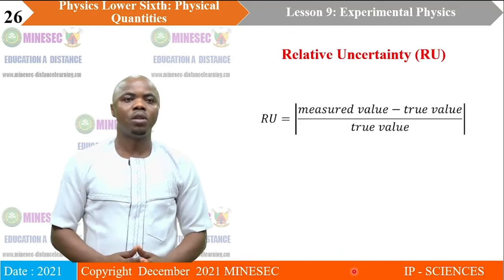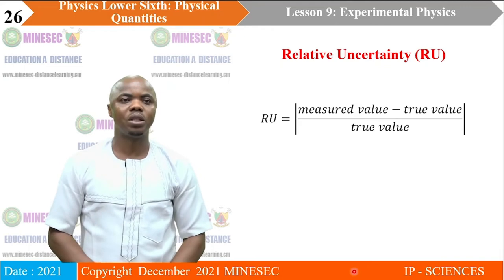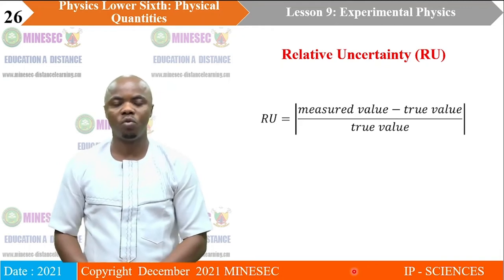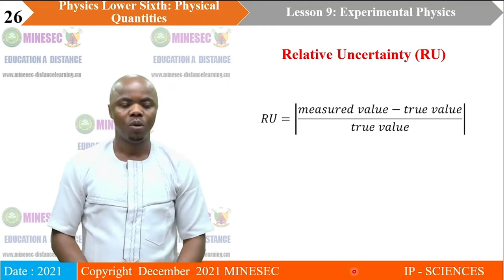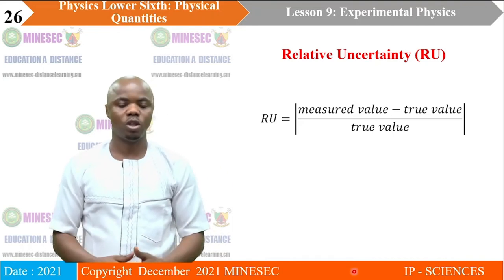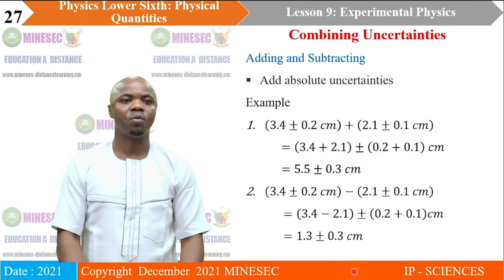So we calculate the relative uncertainty for any measurement as the measured value minus the true value divided by the true value. We take the magnitude so that it should not be negative.